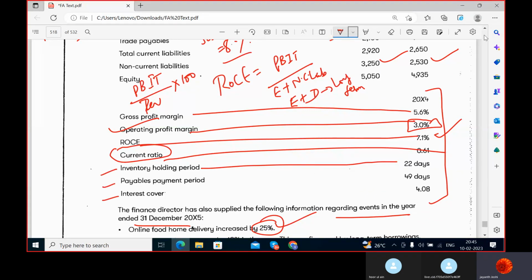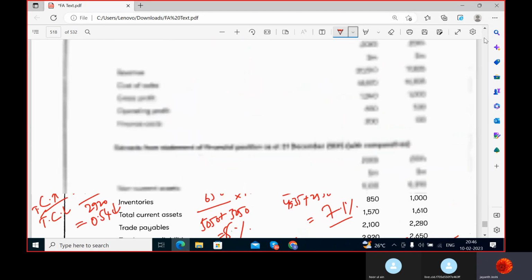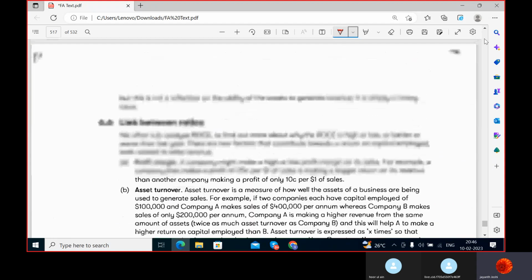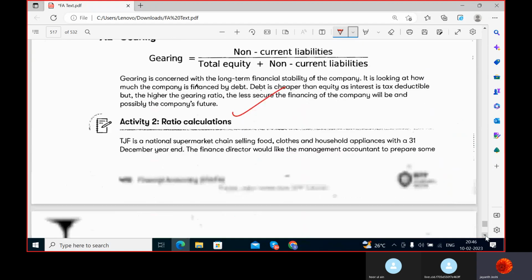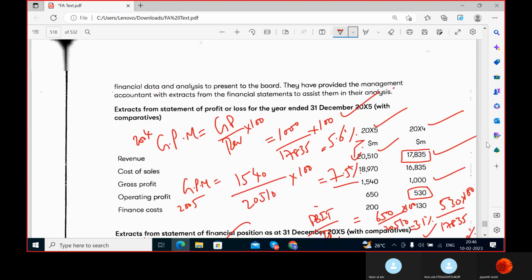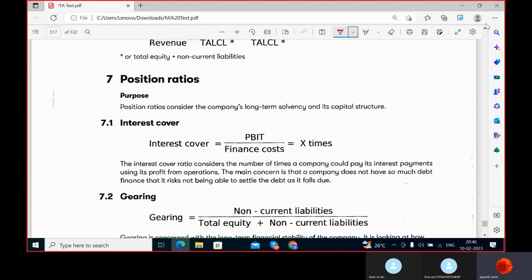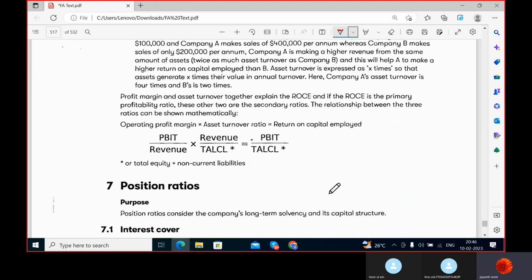Then we'll go for inventory holding period, payables payment period, and interest coverage ratio. So inventory holding period, what is the formula? Let's see. So I will write down the formula here. Inventory holding period. You follow that formula, okay? Because we have already discussed all these formulas.